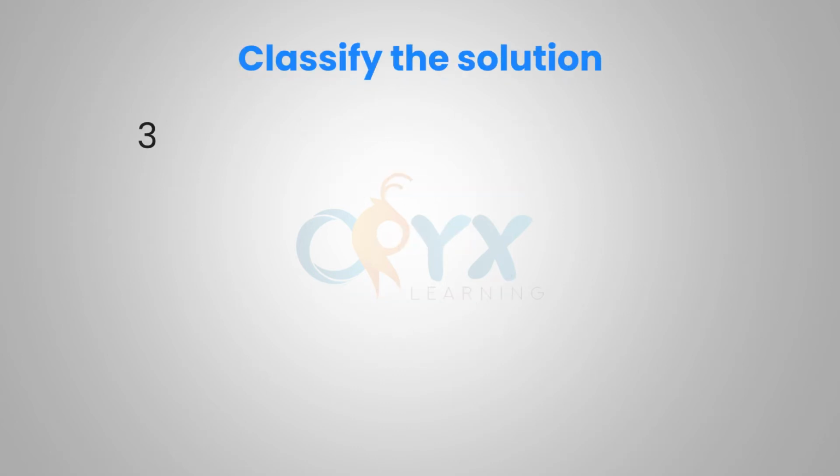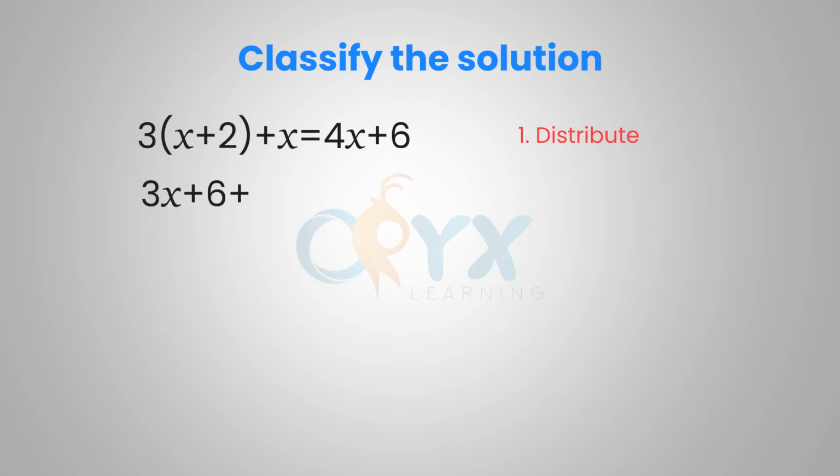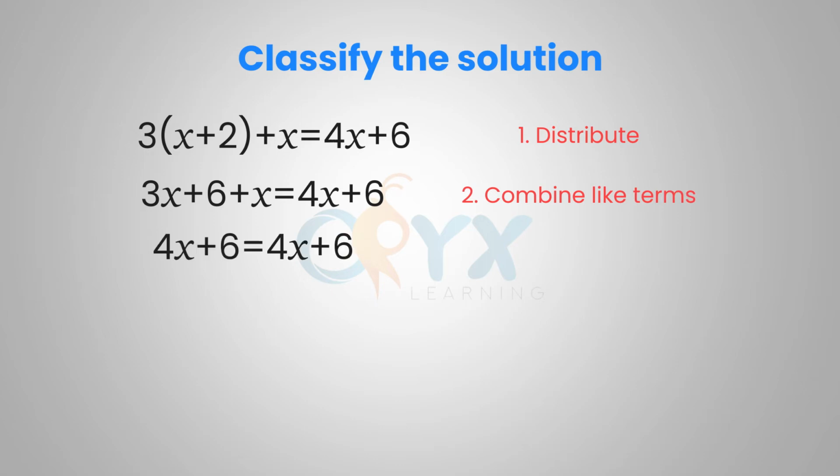Classify the solution of 3 times the quantity x plus 2 plus x equals 4x plus 6. First, we have to simplify. In order to simplify, we can distribute the 3. So we can multiply the 3 by the x and the 2, leaving us with 3x plus 6 plus x equals 4x plus 6. Next, we can combine our like terms on the left side of the equation. 3x plus x will give us 4x, so 4x plus 6 equals 4x plus 6.